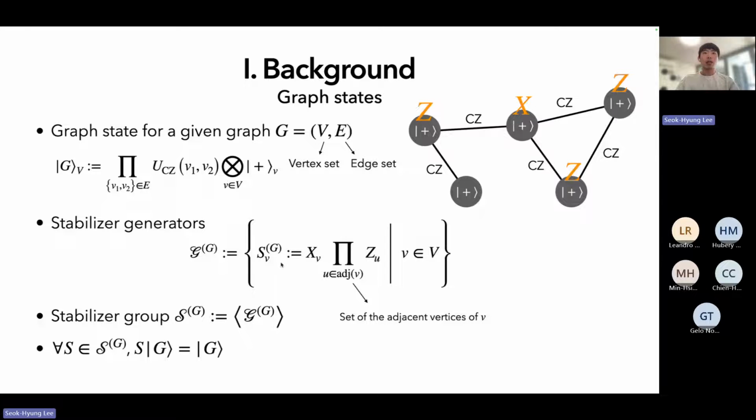And we consider this type of operator K_v for each vertex of the graph, which is defined as the tensor product of the Pauli X operator on that vertex and the Z operators on the adjacent vertices of this vertex. We call these operators stabilizer generators, and the group generated by these operators is the stabilizer group of this graph state. In other words, this graph state is the common eigenstate of these stabilizers with eigenvalue +1. If we consider this kind of graph state, then this XZZZ is one example of these stabilizers.